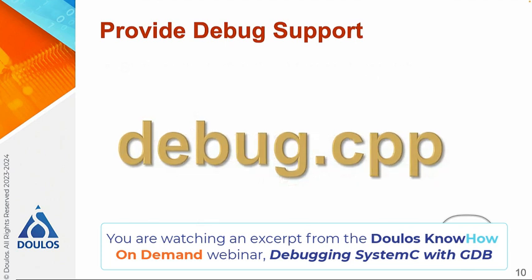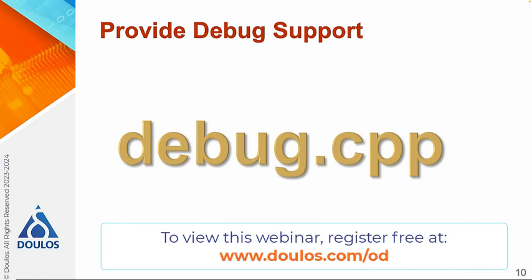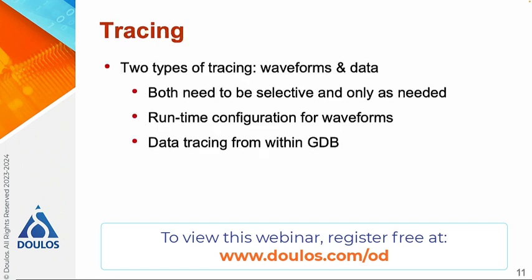Okay, so those are useful. And so I've created a little debug.cpp and the header file that goes with it. That's my debug support, right? Those functions that I put in there to directly support things inside of GDB. Now, waveforms are another way to capture information, and people jump to that really quickly.